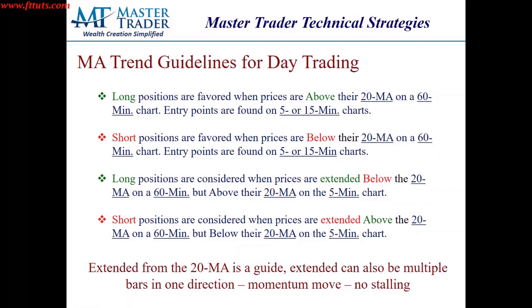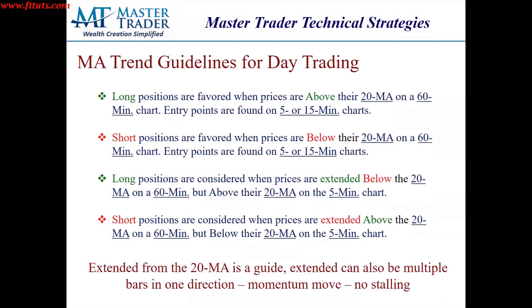Short positions we'll look for when prices are below the 20 MA on the 60-minute chart. We want to see prices trending lower, and just below that 20-period moving average, we'll find our entry points on the 5 or the 15. Longs will be considered when prices are extended below the 20 MA on the 60. In other words, we're looking for extended climactic types of setups on the 60-minute, but prices have stabilized on the 5, and we would quantify that by at least prices getting above the 20 MA on the 5-minute chart.